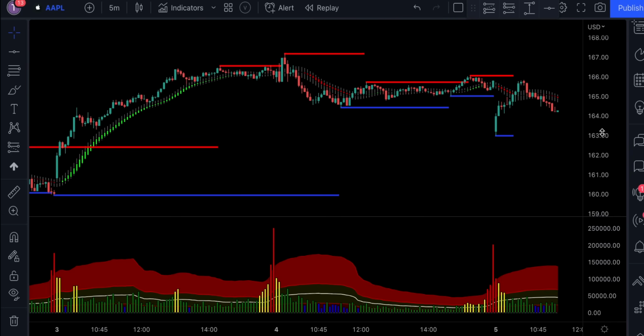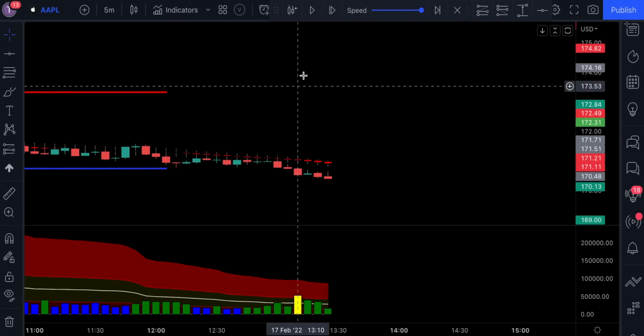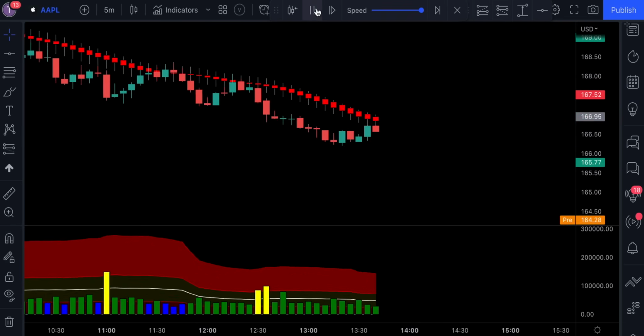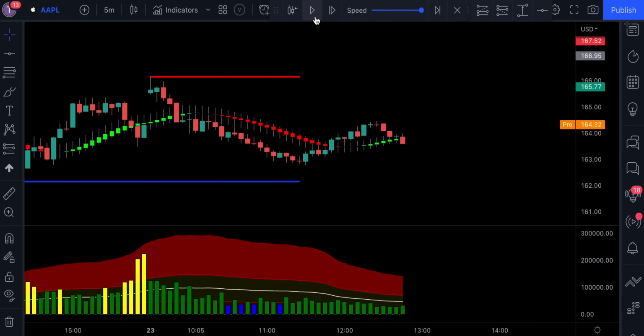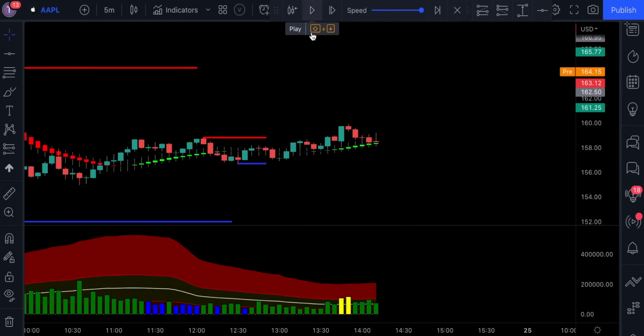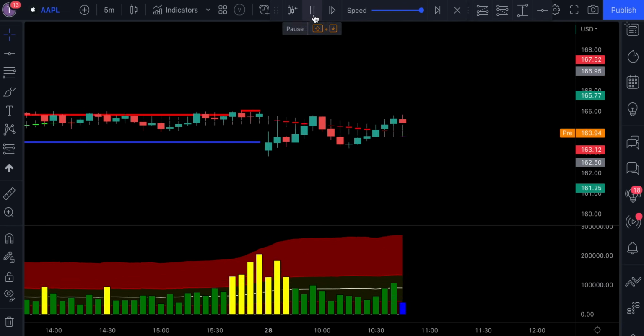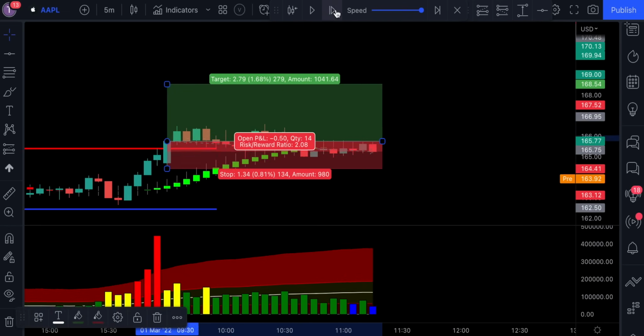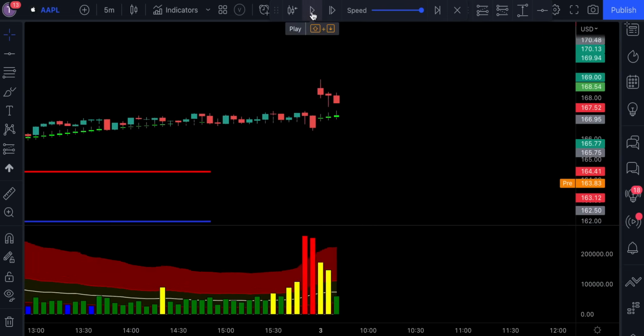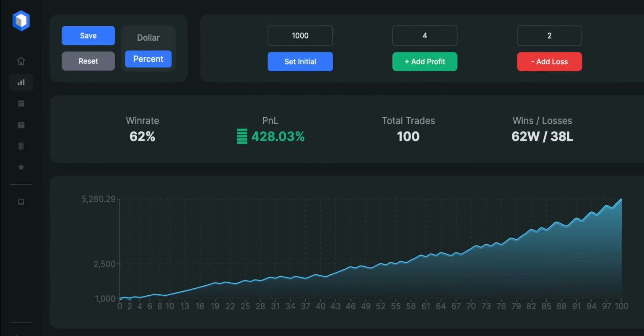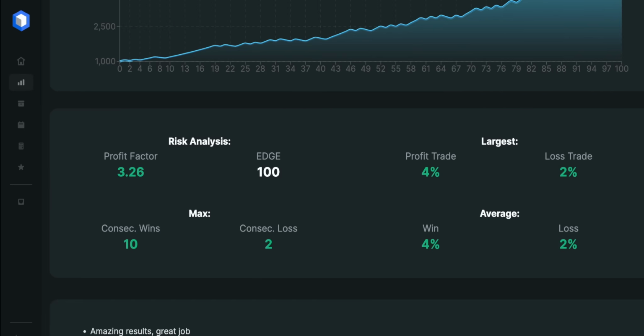Okay, I hope you have understood the rules for the strategy, and now let me show you the backtesting results. Alright, so we can see that the win rate for this strategy is a bit higher. It's 62%, and we increased our account size by 428.83%. The profit factor is 3.26, and we had 10 consecutive wins against 2 consecutive losses.